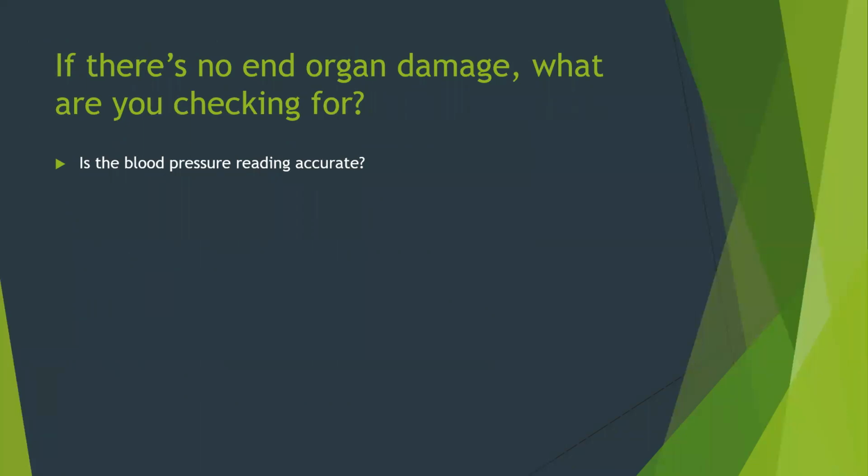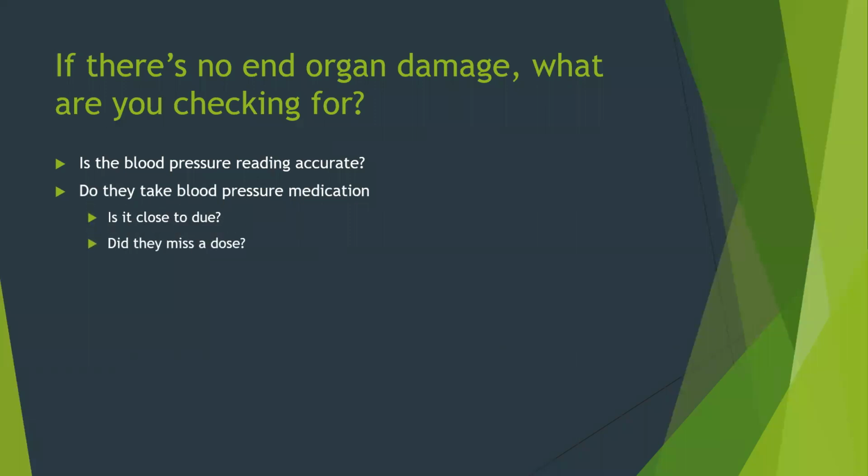You go through this whole process. You draw some basic labs, you draw creatinine, you get an EKG, you get a chest x-ray, nothing's abnormal, and the patient's totally asymptomatic. So you're not suspecting end organ damage. Well, double check again: is the blood pressure reading accurate? Just check their blood pressure again now that you've done that process. If it's still high, you're gonna check a couple of basic history things. Do they take blood pressure medication normally? And if they do, is it close to due? Or is it overdue? Did they miss a dose?